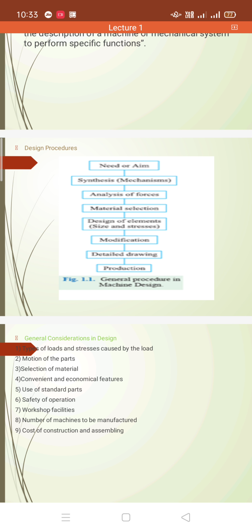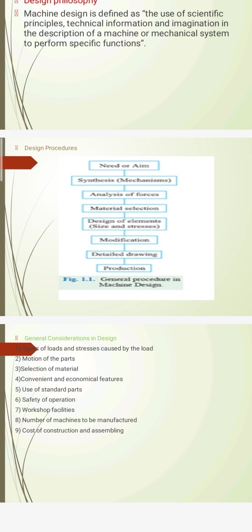Okay, now move to our next point, that is general considerations in machine design. See, design procedure and general considerations are two different points. So in exam, in winter 16 exam, the question may be asked like this: state the main considerations in machine design. Okay, so we can see them one by one.